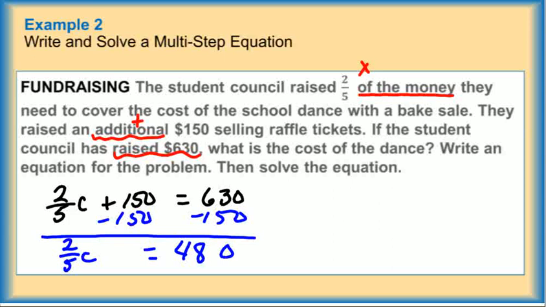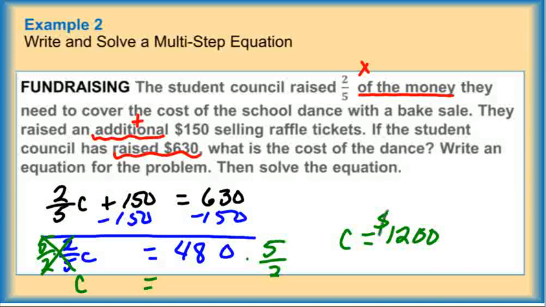Now, the opposite of multiplying by 2/5 is multiplying by the reciprocal. So if I multiply by the reciprocal, that would be 5/2, which will give us 1C here, which is what I want, C by itself. Whatever I do on one side, I need to do on the other, so I need to multiply this by 5/2. So you can either take 480 times 5 and then divide by 2, or you could divide that 480 in half and then multiply by 5. Either way, you would end up with C equaling $1,200. So our total cost of the dance would be $1,200.